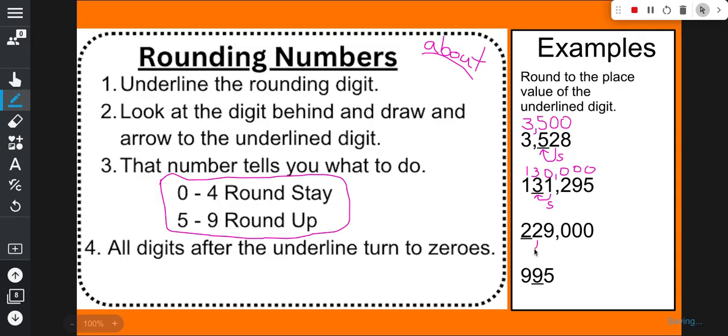Okay, the next one, the 2 tells the other 2 to stay. So that 2 stays a 2. Everything behind the underline turns to zeros.